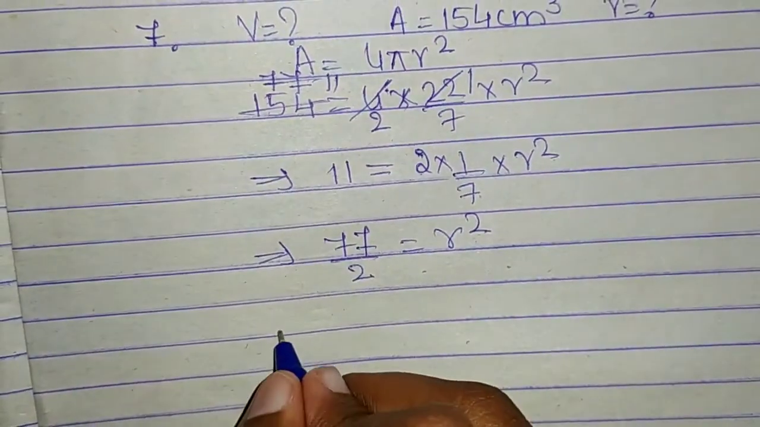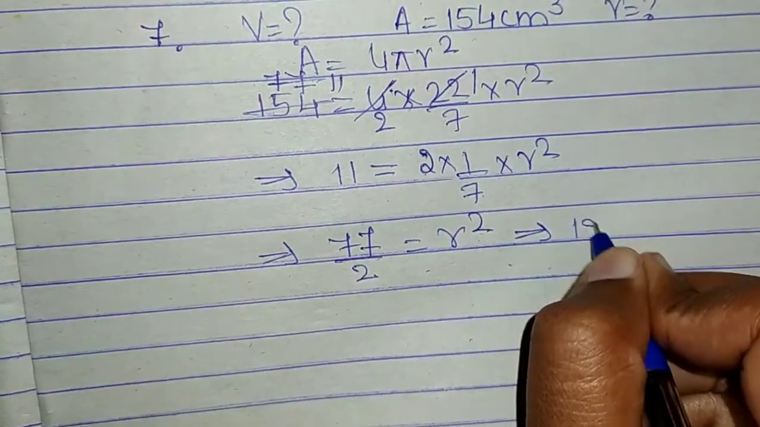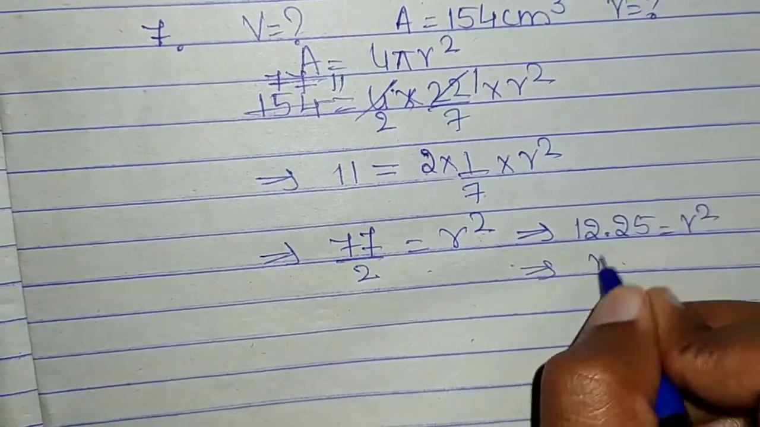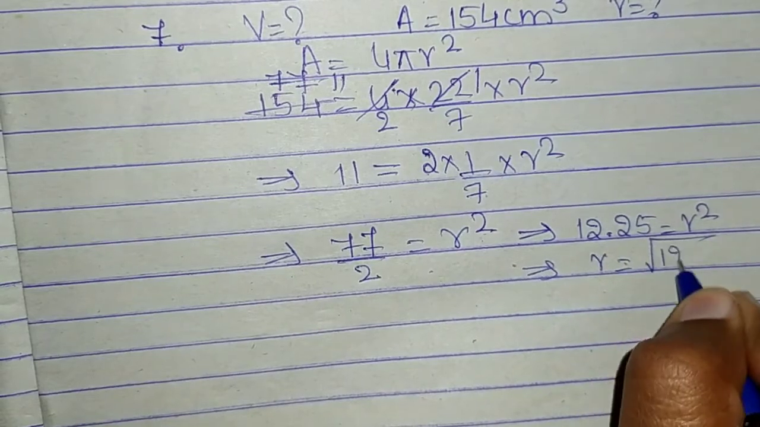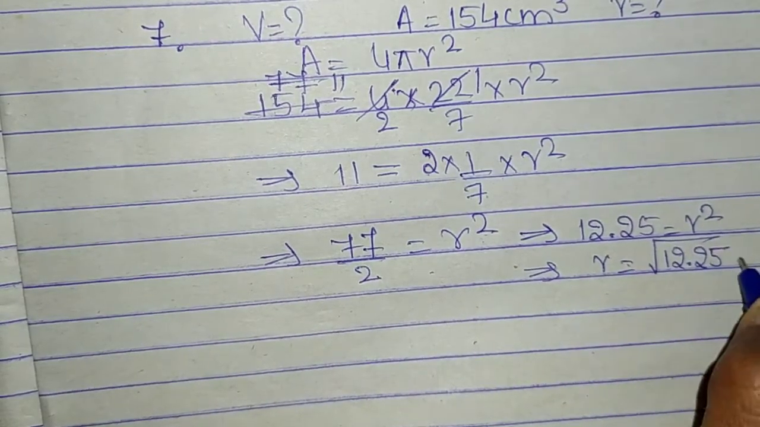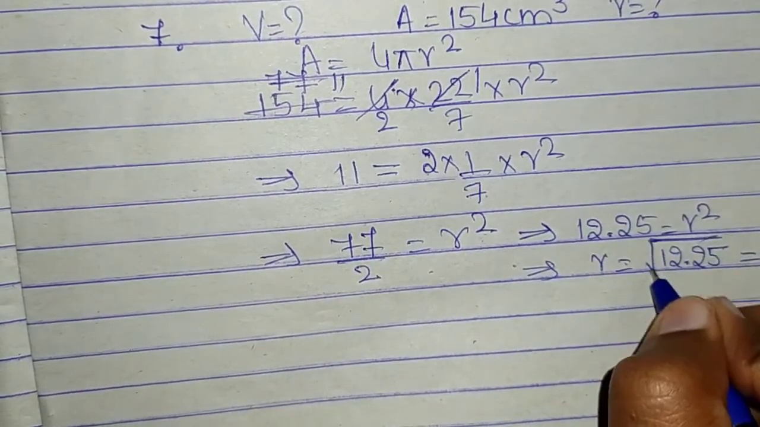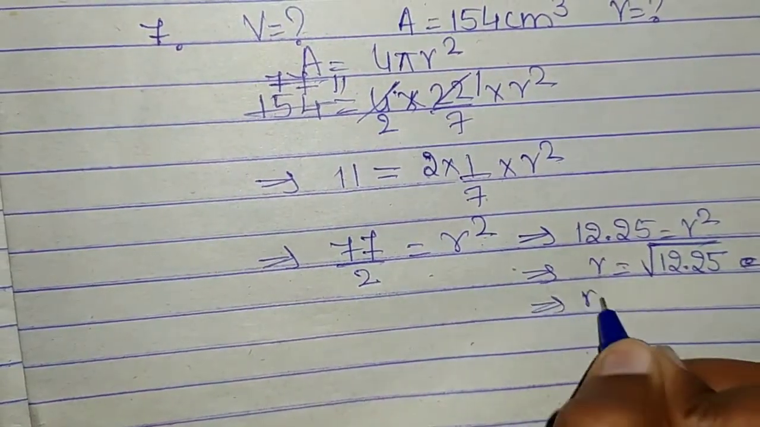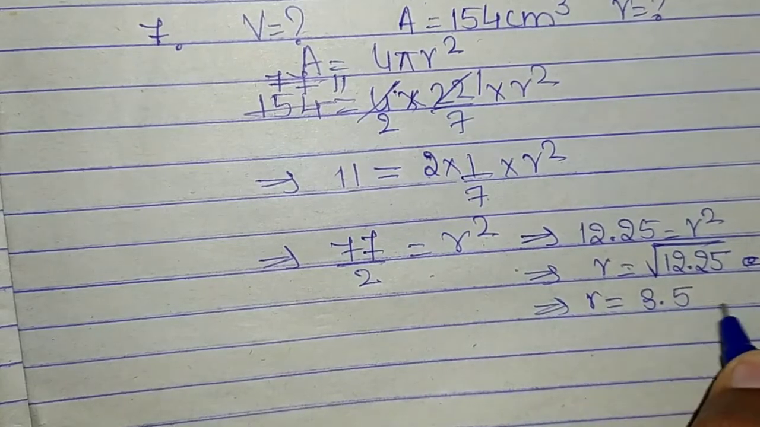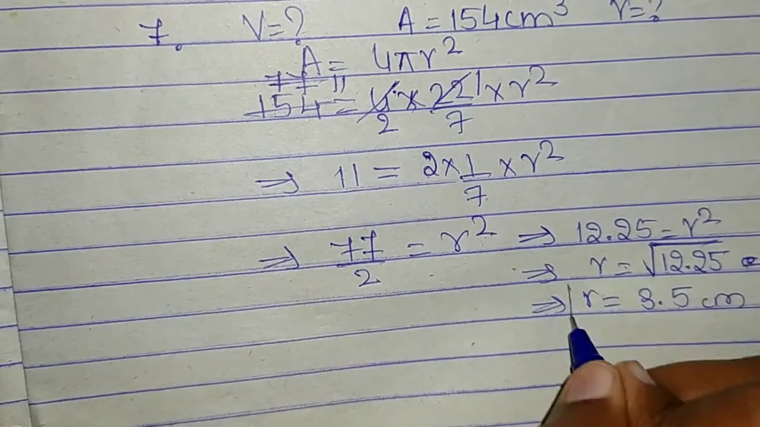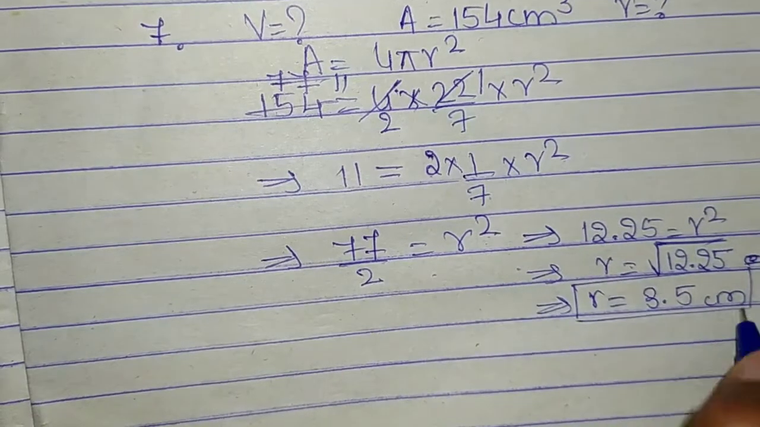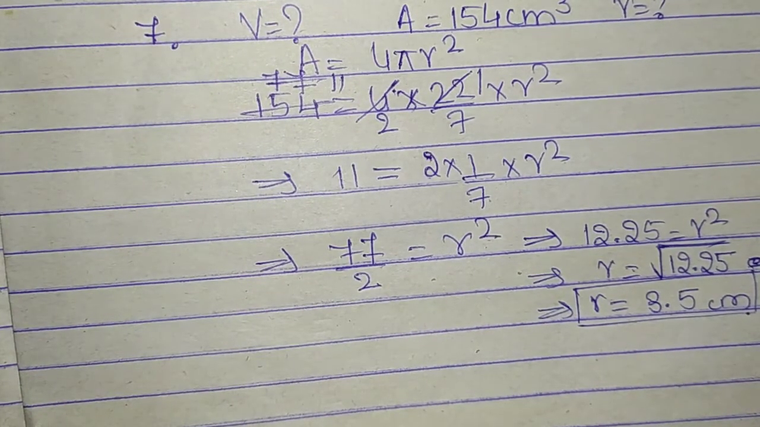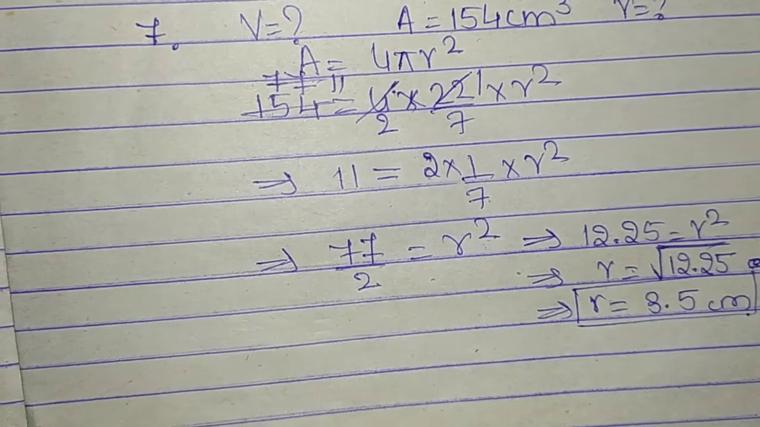So 77 by 2 is nothing but, this implies 12.25 is equal to r square. So this implies r is equal to root of 12.25, which is equal to 3.5 centimeters. Root of 12.25 is 3.5, because 1225 is 35 square. So we are just putting the decimal places in their right place.